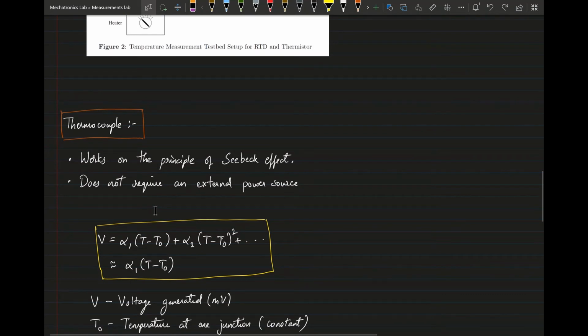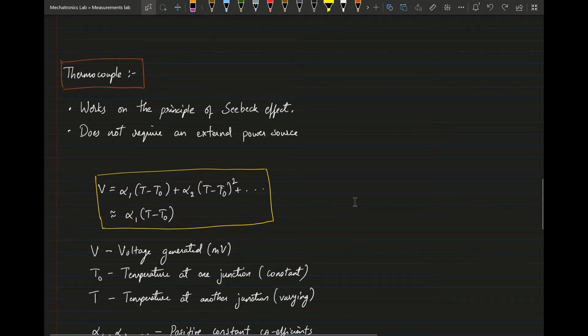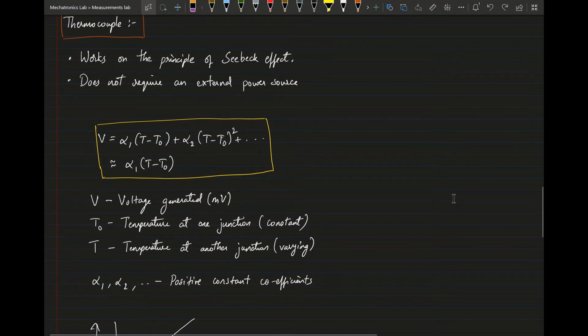The third one is your thermocouple. Thermocouple works on the principle of the Seebeck effect. The Seebeck effect is nothing but if you have two metals connected in a circuit, and one is heated and one is really cold, in a cold place, a voltage is generated in the circuit.